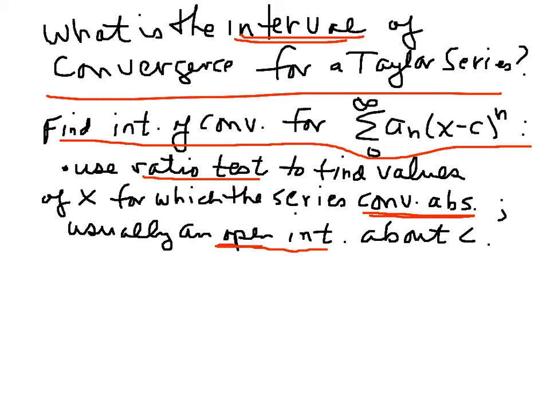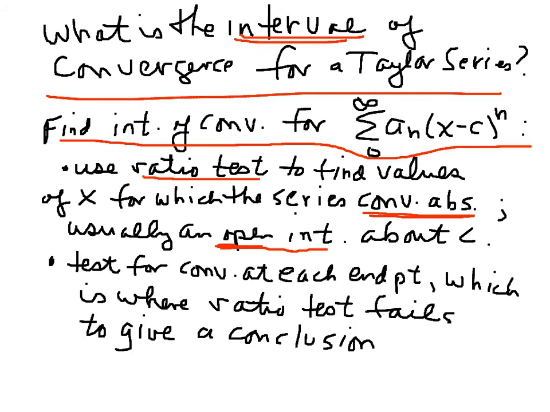And so this is where we need to test the endpoints. The second part is to test for convergence at each endpoint. That is where the ratio test fails to give a conclusion, because at the endpoints the ratio test will give a limit of 1, and we've already talked about the fact that the ratio test giving a limit of 1 is inconclusive. Okay, so I think now we're ready for an example.